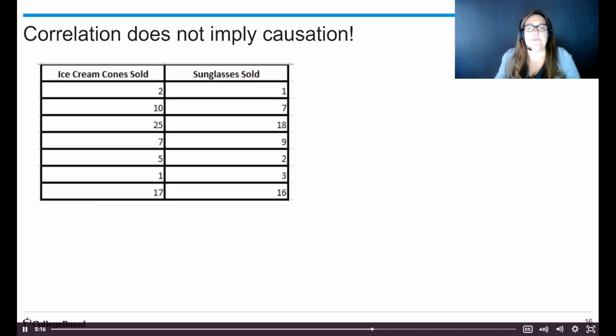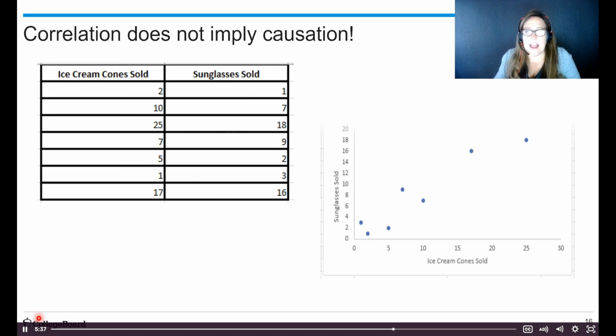Here's some data I gathered from two stores close by each other. One had, among other things that they sold, ice cream cones. The other, among other things they sold, were sunglasses. I looked at those stores to see how many ice cream cones were sold over a variety of days, and on those same days, how many sunglasses were sold. And I decided to illustrate that in a scatter plot. My horizontal axis has the ice cream cones sold, and the vertical has the sunglasses sold. I can see as my ice cream cones sold increased, so did my sunglasses.